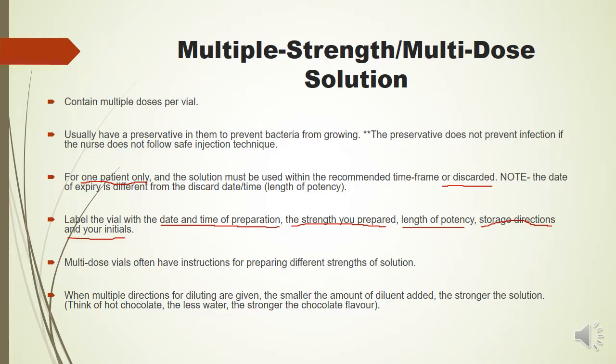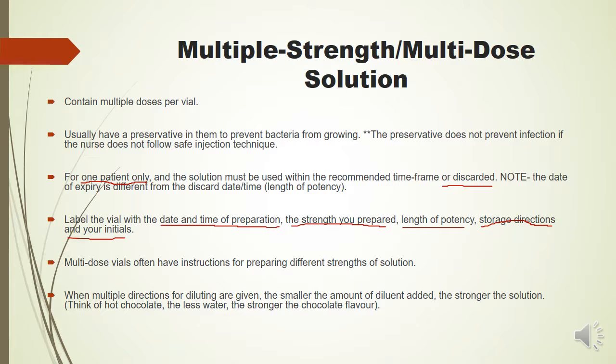So what do we label our vial with? We want the date and time of the preparation, strength that we've prepared, right? The length of potency, so how long is it good for, and storage directions, which should already be on the label, but we want to make sure it's there if it's on the package insert instead, and then we sign to say this is ours, don't touch. Okay? Multi-dose vials will very often have directions for preparing different strengths of a solution. And we'll see what that looks like in the next slide.